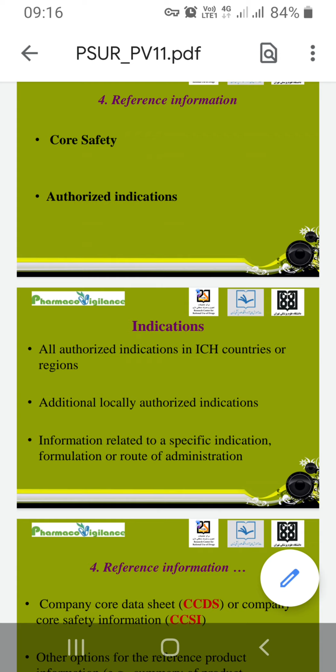We reached the reference information for the PSUR in pharmacovigilance. The reference information is the core safety and authorized indications. The authorized indications are, for example, all authorized indications in ICH (International Conference on Harmonisation) countries or regions, additional locally authorized indications, and information related to a specific indication, formulation or route of administration.